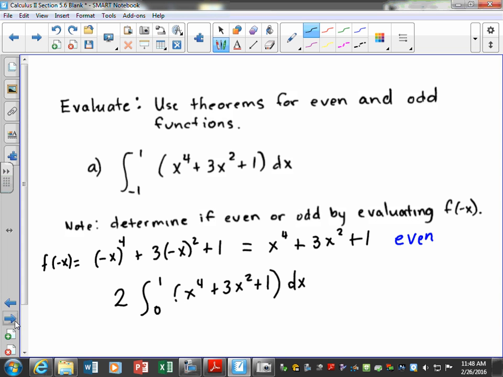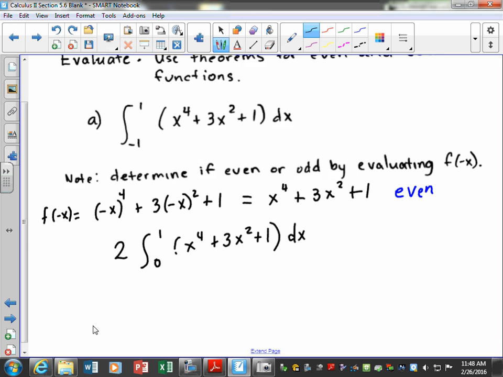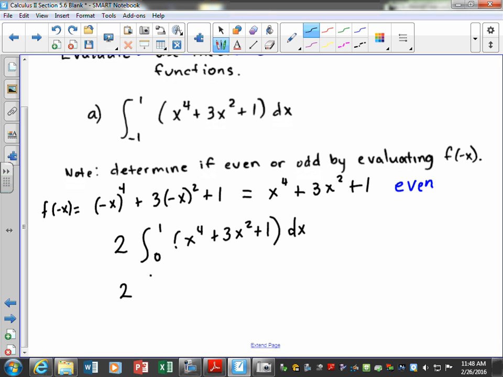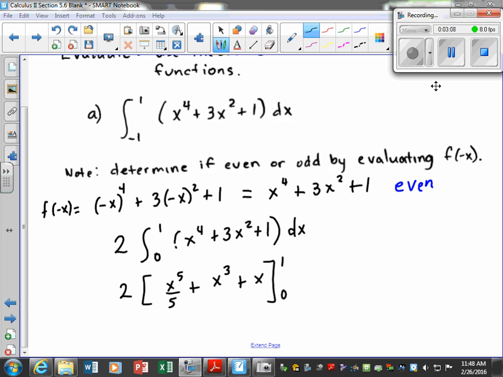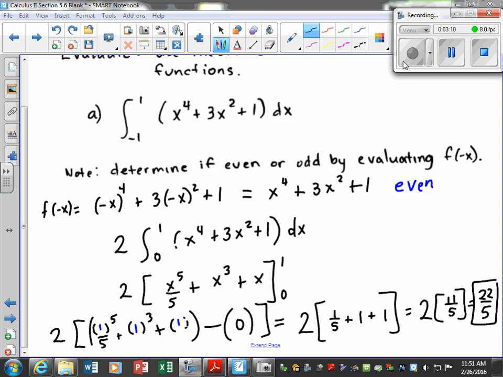And now we can just evaluate this. So I have this 2 times x to the 5th divided by 5. Finding the antiderivative now. So this is x to the 3rd divided by 3. We just simplified x to the 3rd plus x evaluated from 0 to 1. So now go ahead and plug those calculations back in. I'll pause it and then you can check your answer. Okay, did you get 22/5? I hope so. I didn't plug all that in here because it was just 0, so we can do that.